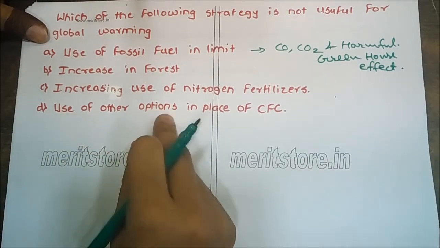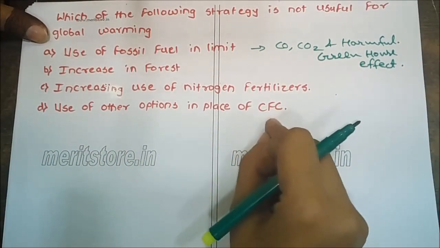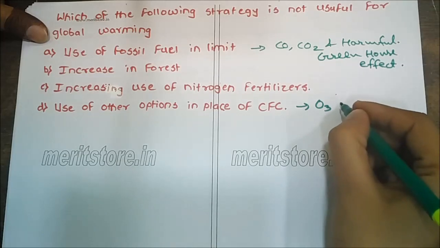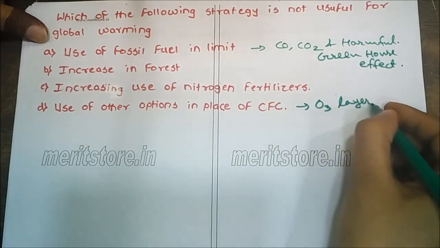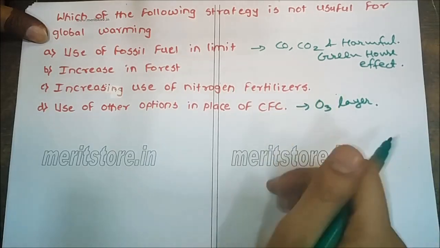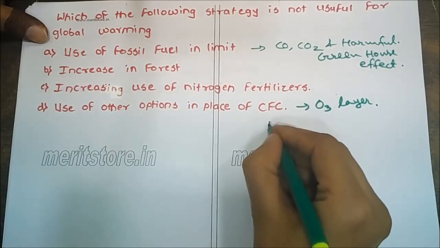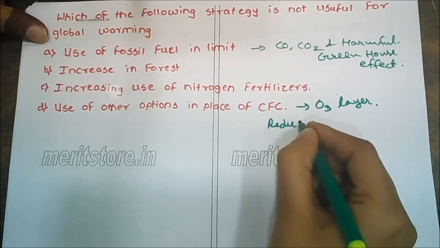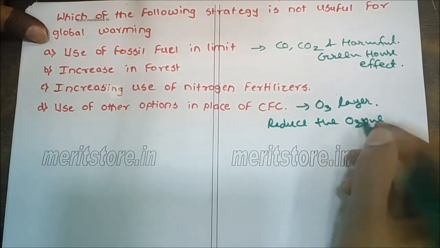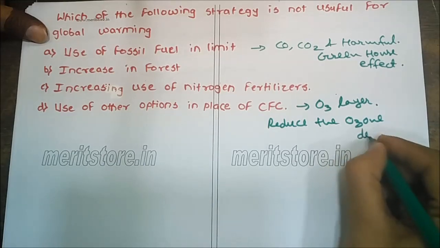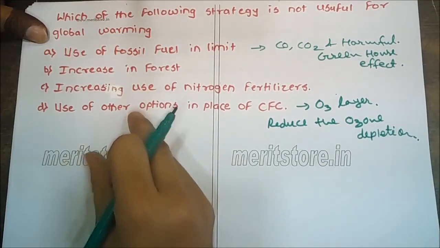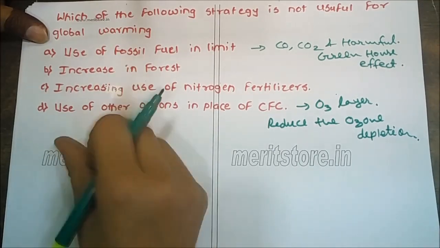And by using other options in place of CFC, as we know that CFC is causing the depletion of the ozone layer. So in place of CFC, we can use other gases or other options to reduce the ozone depletion, and hence the global warming. So by these three methods, we can decrease global warming.